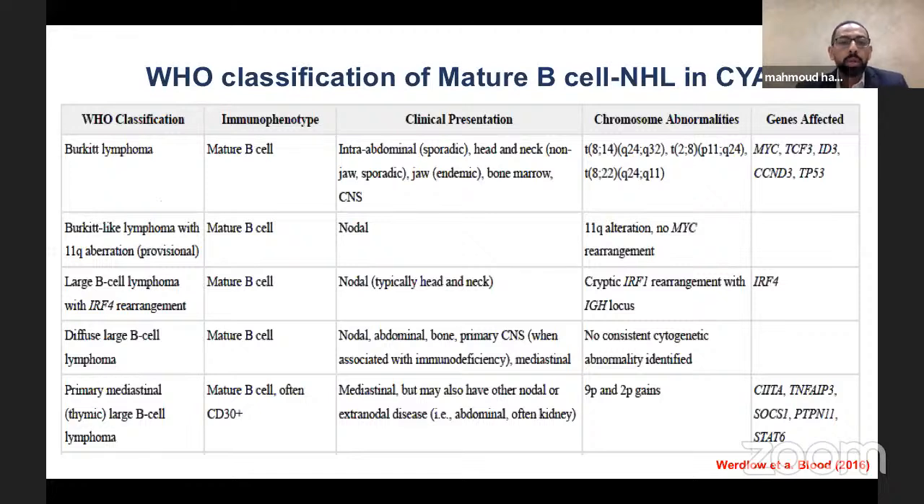According to the WHO classification, mature B-cell non-Hodgkin lymphoma includes Burkitt's lymphoma, Burkitt-like lymphoma with 11q aberration, which is provisional, the large B-cell lymphoma with IRF4 rearrangement, which is also still provisional, the diffuse large B-cell lymphoma, and the primary mediastinal large B-cell lymphoma.